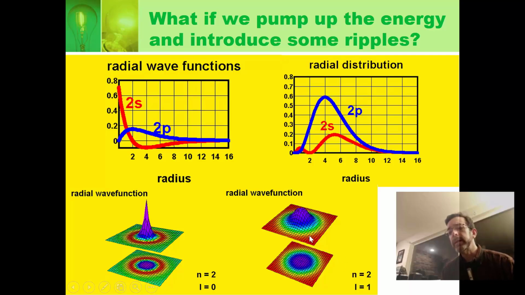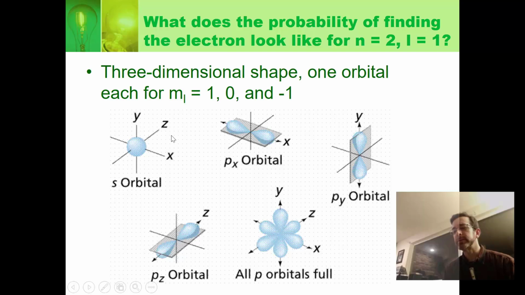But the n equals 2, L equals 1 possibility ends up looking a little bit weirder. The radial wave function looks a little weird here. The radial distribution is a little bit farther out, although the wave function looks different. And what's really interesting is when you work it out in 3 dimensions, you end up with one node, so it has this little dumbbell shape, and you have 3 possibilities. You have it aligned along the x-axis, the y-axis, and the z-axis. And you can see that you have those 3 p orbitals, and those are called the p orbitals.